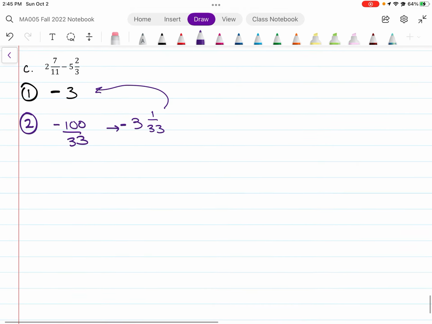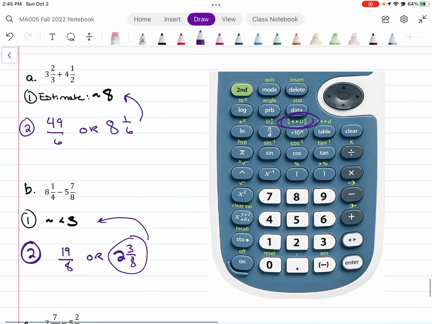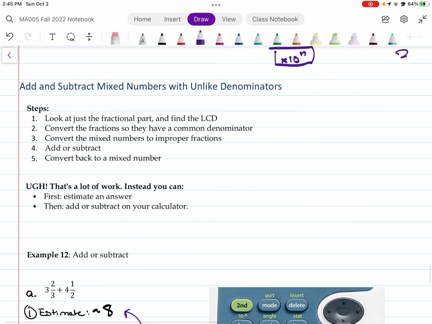Okay, I think that is the end. So make sure you understand if you're told to use a calculator or that you can use it and not show your work, which is going to be the case for these adding and subtracting mixed numbers with unlike denominators. You will not be asked to work them exactly. You can use your calculator.